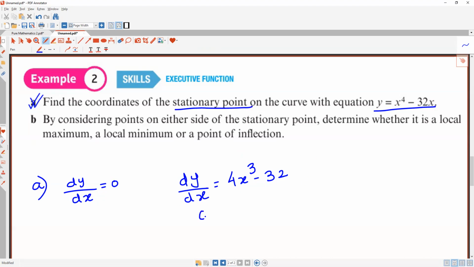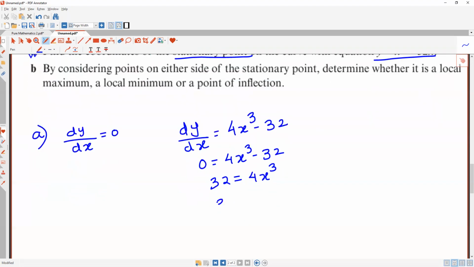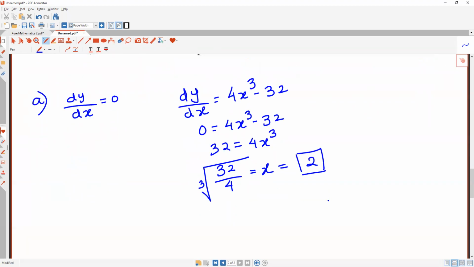You're going to keep 0 here. 0 is equal to 4x cube minus 32. You bring 32 here, 32 is equal to 4x cube. How much are you guys getting? 2 as the answer, right? 32 divided by 4, cube root of the answer. That is going to be 2. So we got the x coordinate as 2.